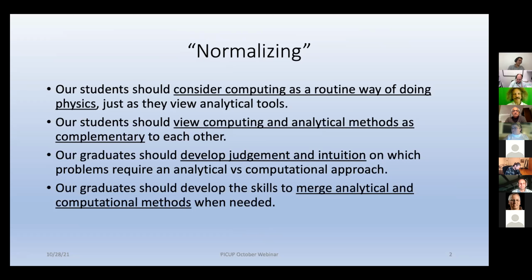They should really view these things as complementary to one another, just as we viewed experiments and theory to be complementary in the past. And we want them to develop some judgment about what problems will be best solved analytically, what problems will be best solved computationally, and when to really merge those two techniques. If we can get them to that point, we'll have done our job.